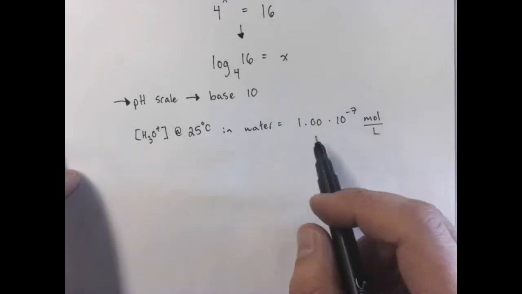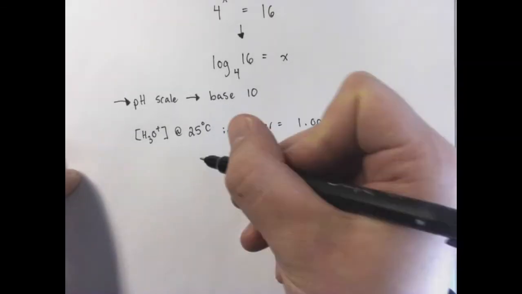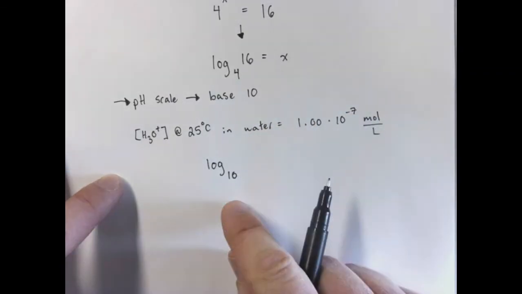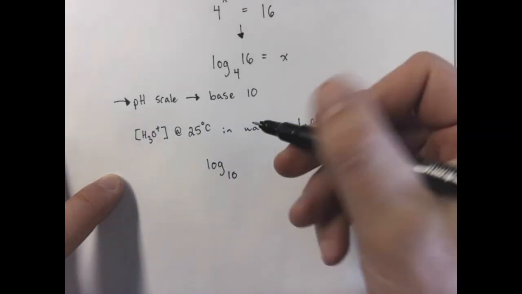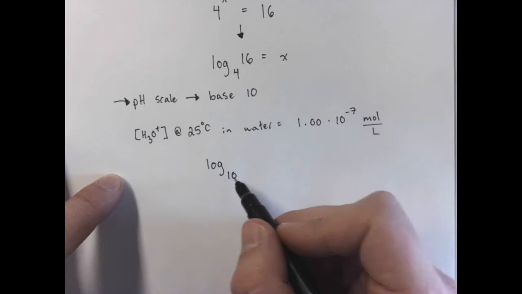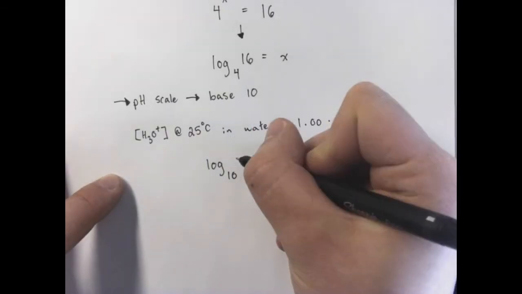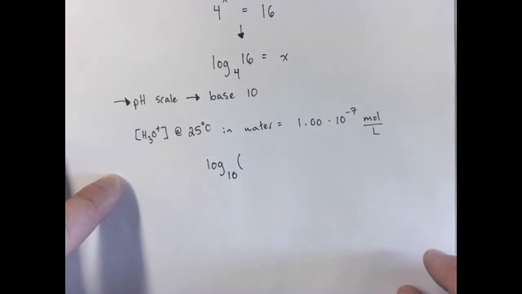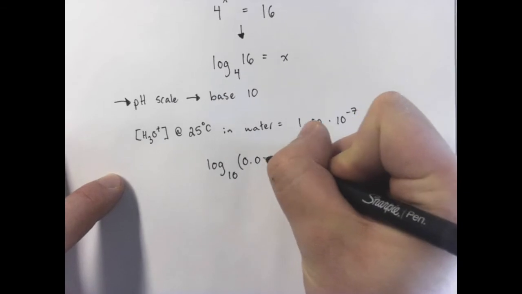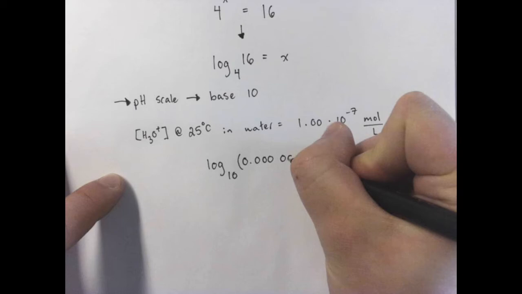So what we're actually going to be doing here, when we try to find the pH, first off, is find the logarithm base 10, and we need to figure out what exponent when applied to 10 gives us this number. So for simplicity, I'm just going to rewrite 1.0 times 10 to the negative 7 as an actual decimal number here. So 1, 2, 3, 4, 5, 6.